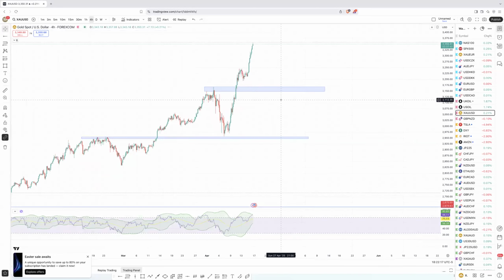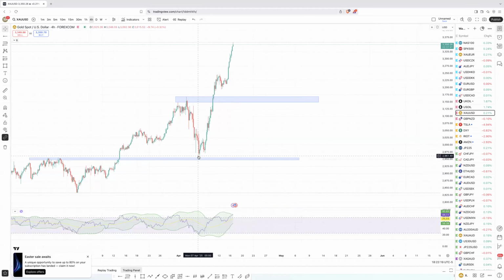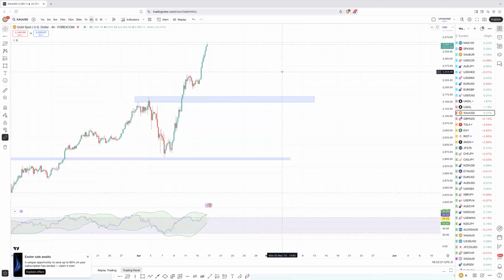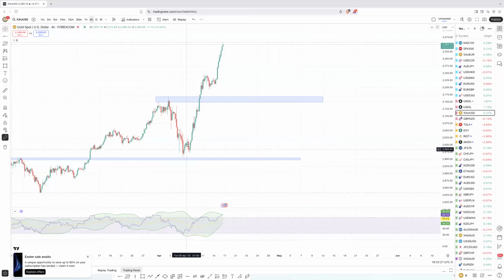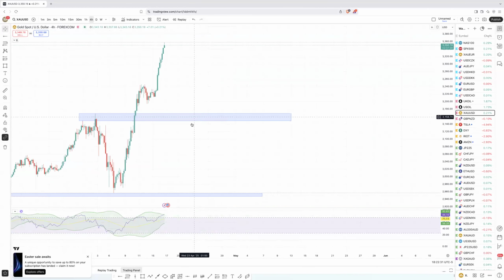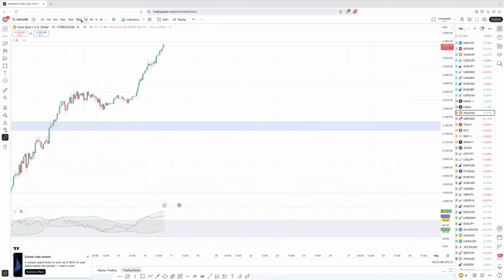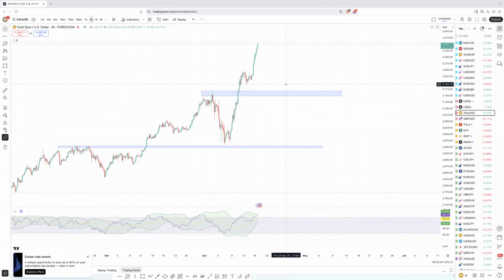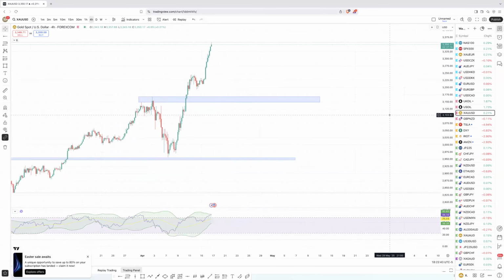Gold came, tested the zone, instantly popped up. We had an engulfing candle here, but it was not in the zone. It was a little bit above. Would have been nice here, but still popped up nicely. We have another zone right here. This would be solid if we have a retest here, which is very likely to happen. So that'll be solid if we have a retest there.